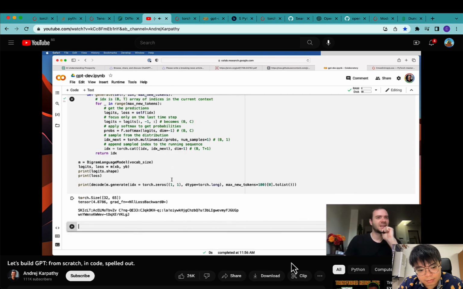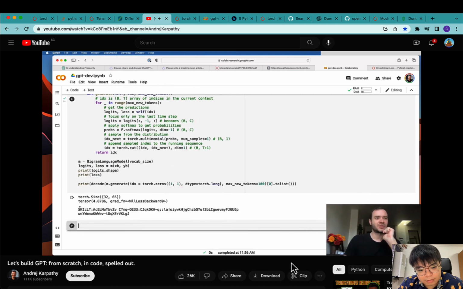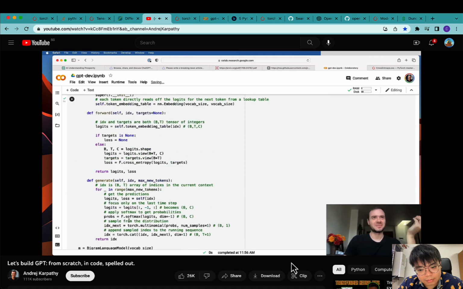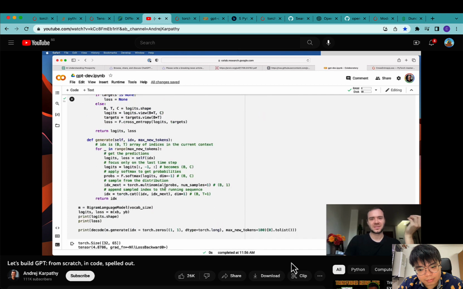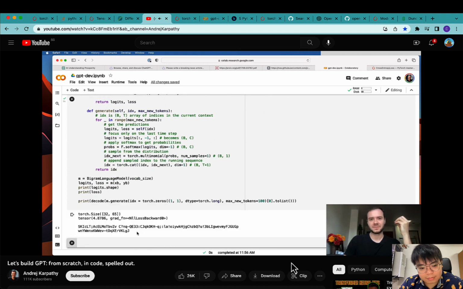So let me bring this back, and we're generating 100 tokens. Let's run. And here's the generation that we achieved. So obviously it's garbage, and the reason it's garbage is because this is a totally random model. So next up, we're going to want to train this model.